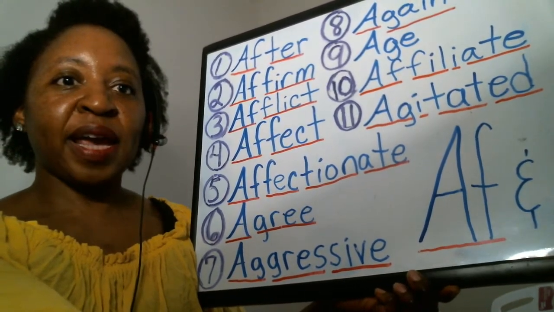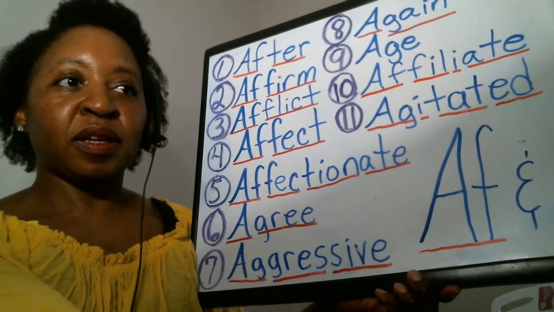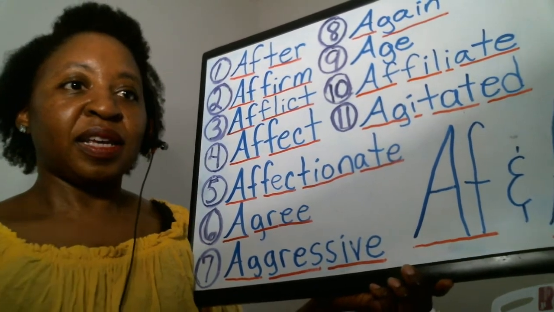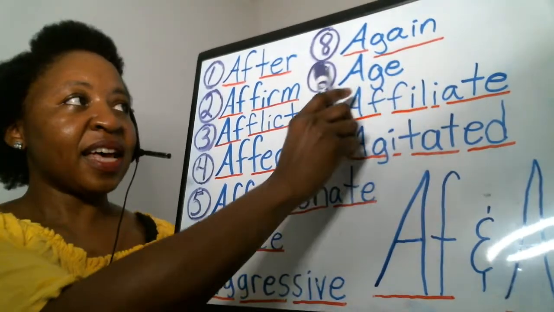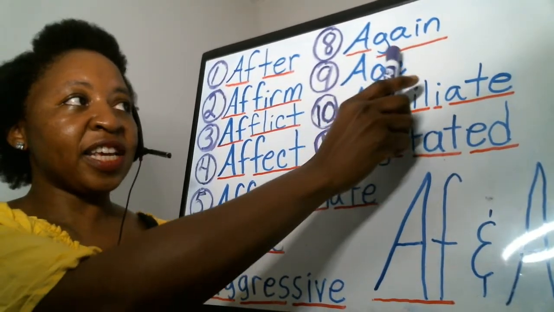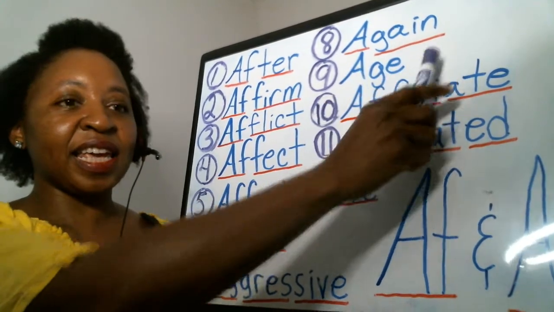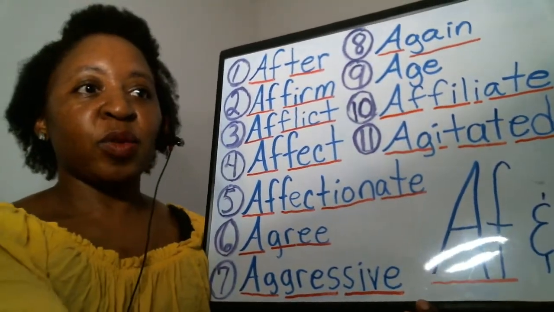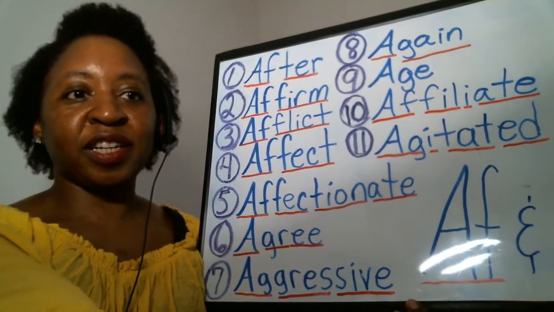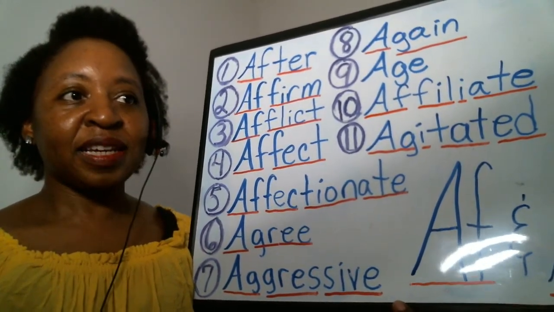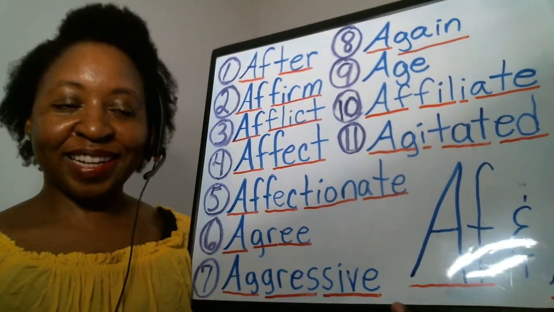And word number 8 is again. Again means returning to a previous position or condition. Your homework sentence: it is good to see you again.